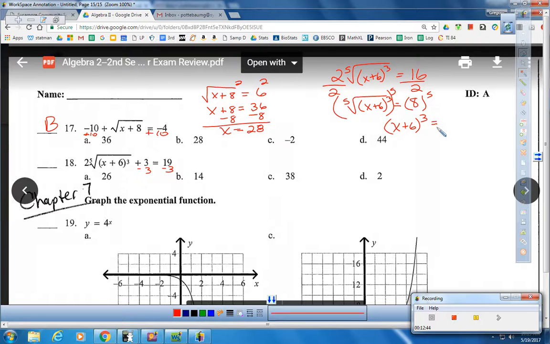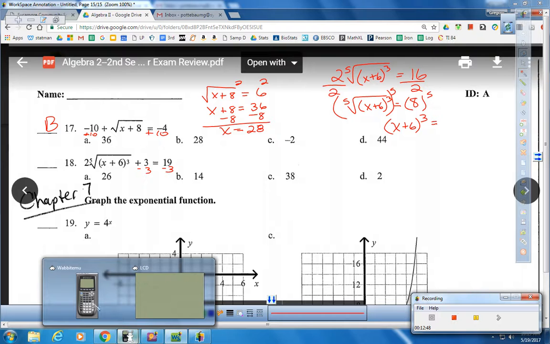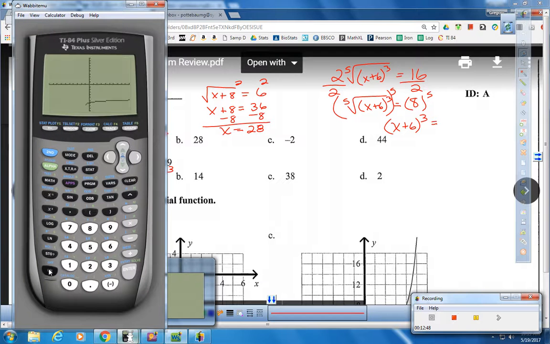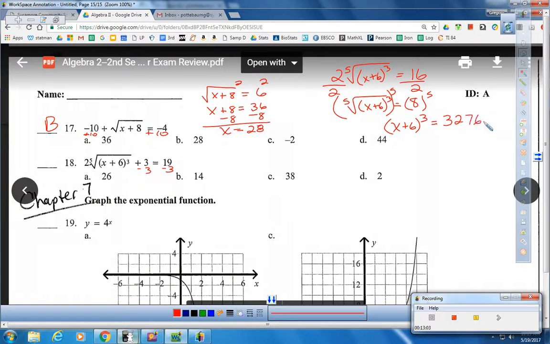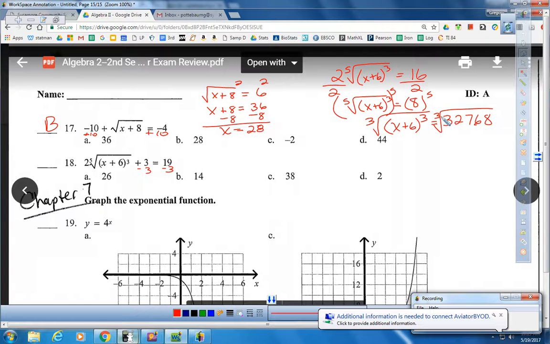And 8 to the 5th power is a pretty big number. Let's check what that is. 8 to the 5th power. Let's clear this out. 8 raised to the 5th power is 32768. And then to get rid of this, I have to take the cubed root of both sides. So if I want to get rid of a cube, I take the cubed root. If I want to get rid of a 4th power, I take the 4th root. So I'm going to get x plus 6 equals whatever the cubed root of that is.